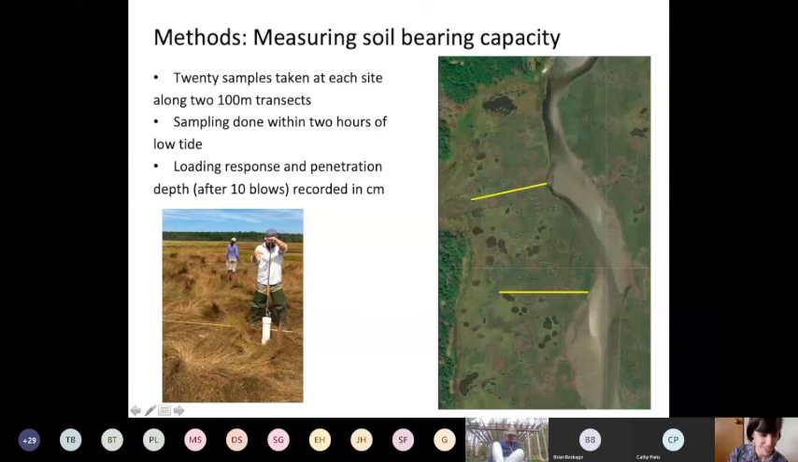And here, actually, I wanted to point out another vegetation zone. Here we're sampling in another kind of area of high marsh, but this is dominated by Juncus gerardii, or black rush.